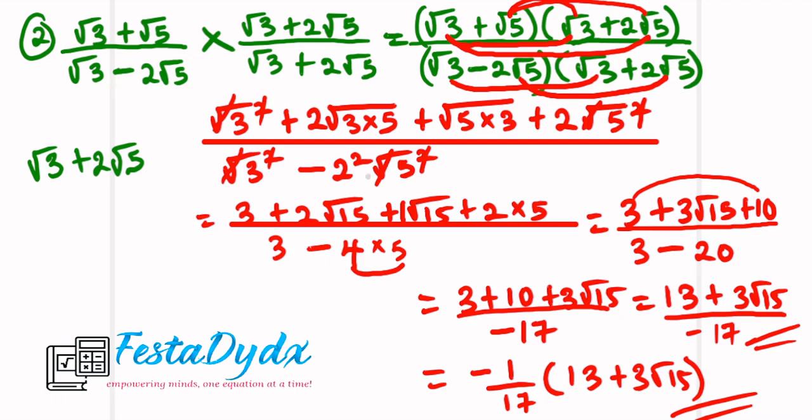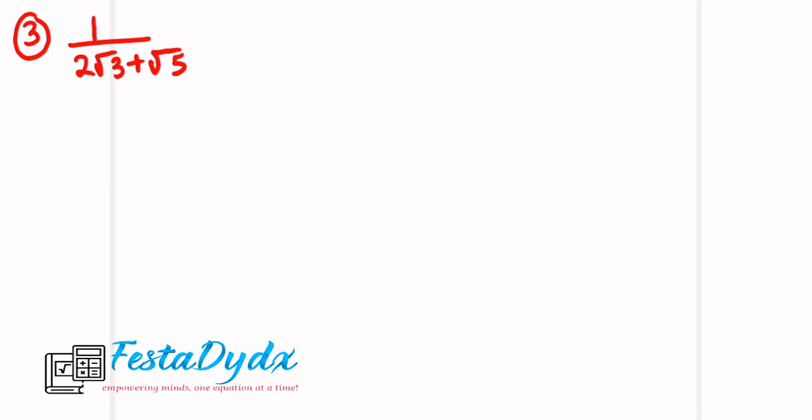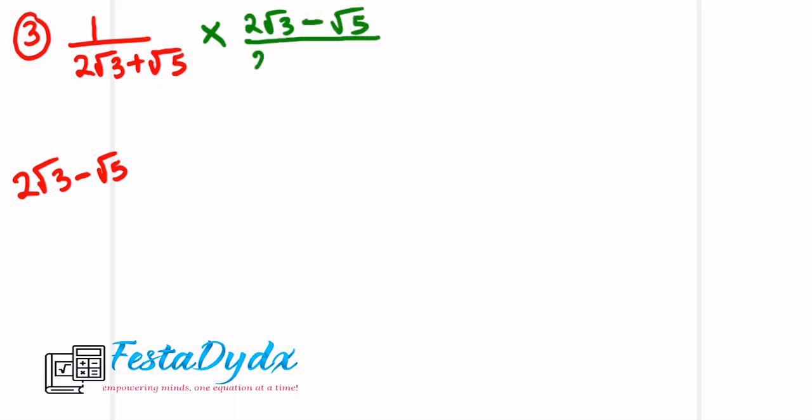Now let's move to question number 3. For question number 3, we have 1 all over 2 root 3 plus root 5. So the first thing we have to do, we have to look for the conjugate of the denominator. So the conjugate of the denominator is 2 root 3 minus root 5. So we'll multiply the numerator and denominator by this conjugate, 2 root 3 minus root 5 all over 2 root 3 minus root 5.